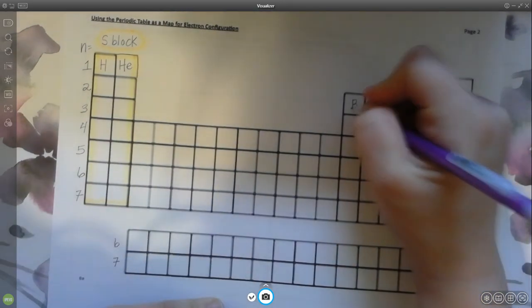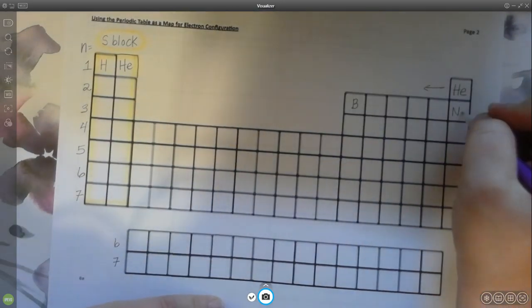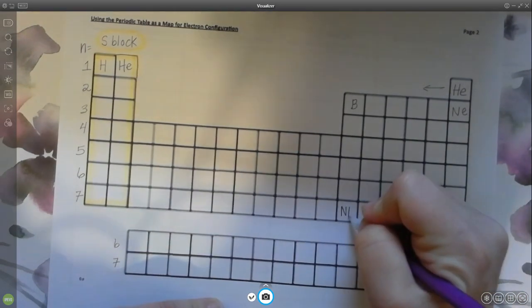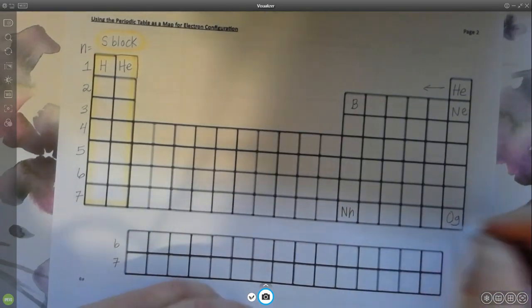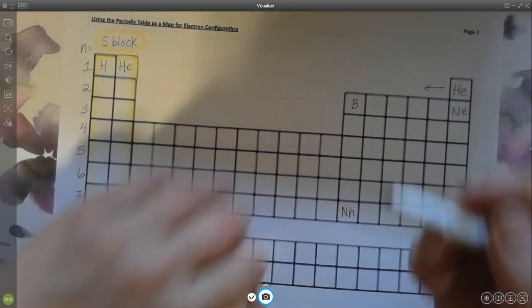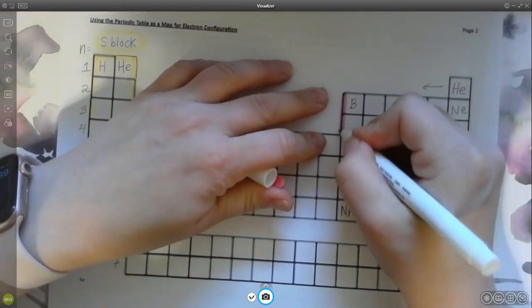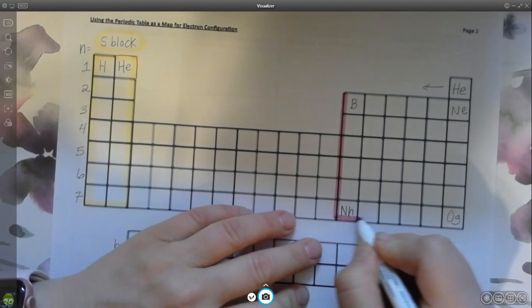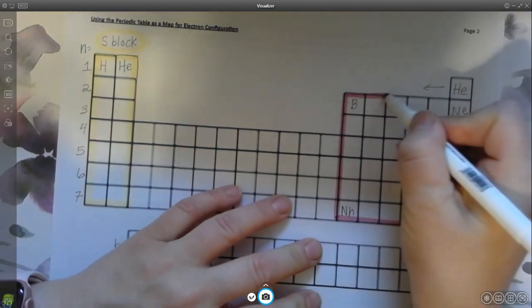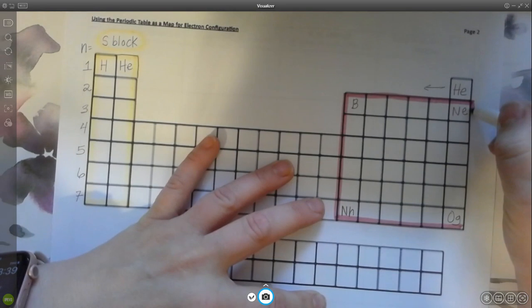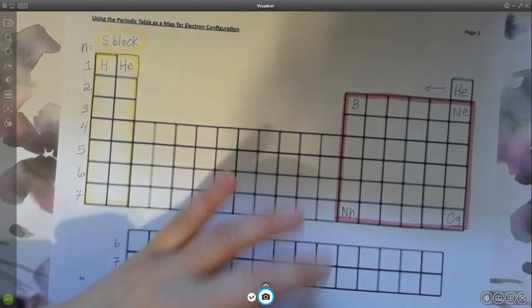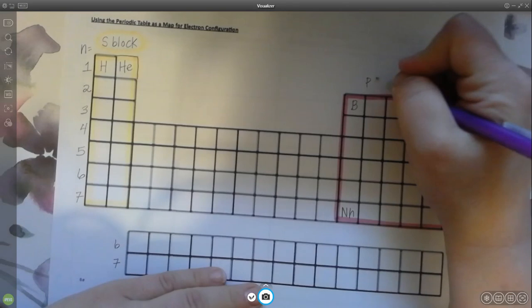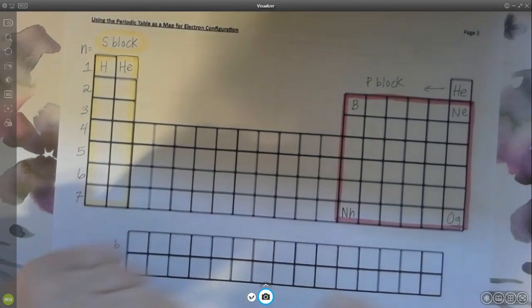All right, let's move to our next block. Our next block we're going to find on the very right-hand side, and this is going to be the P block. It starts at boron, heads all the way over to neon, and nihonium and oganesson. Those are our 4 corners of the P block. I'm just going to highlight around here. Everything inside of this block is going to have electrons that fall within the P block. So I'm going to write P block above here.